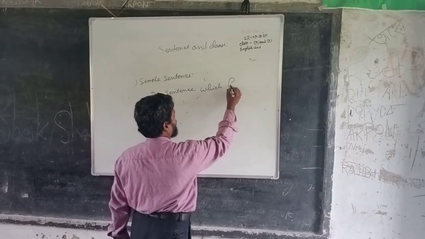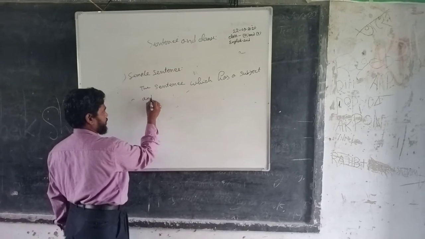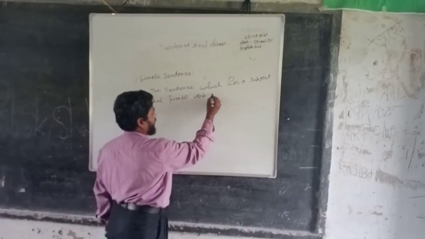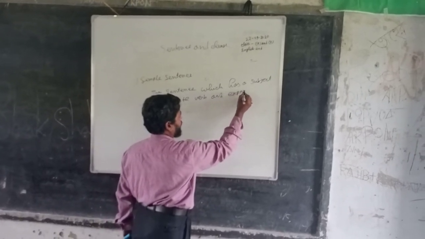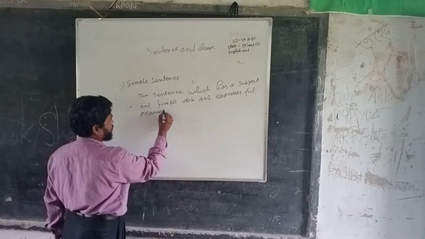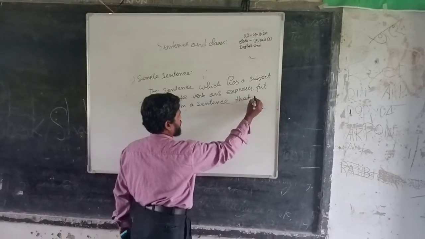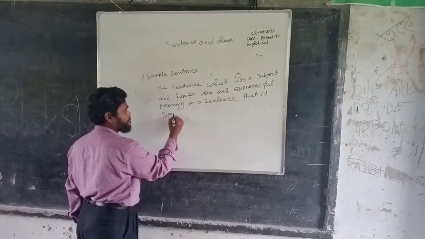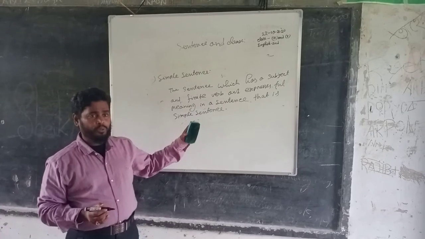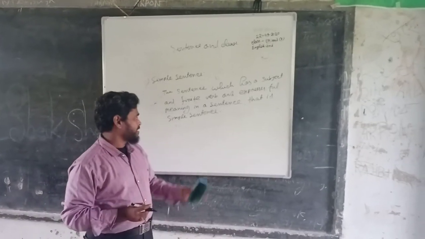A sentence which has a subject and a finite verb and expresses full meaning in a sentence is a simple sentence. So, simple sentence: the sentence which has a subject and a finite verb and expresses full meaning is a simple sentence.